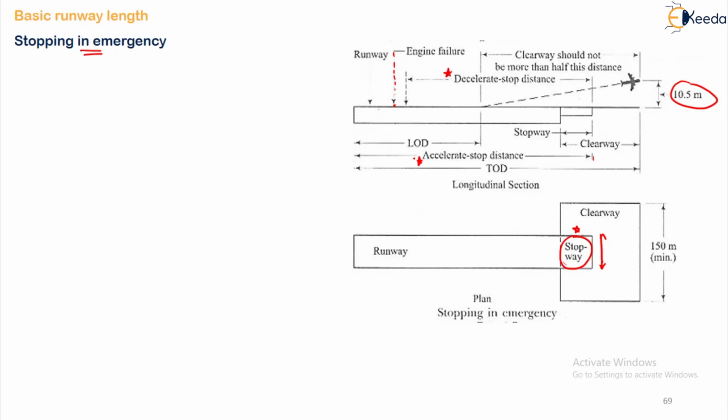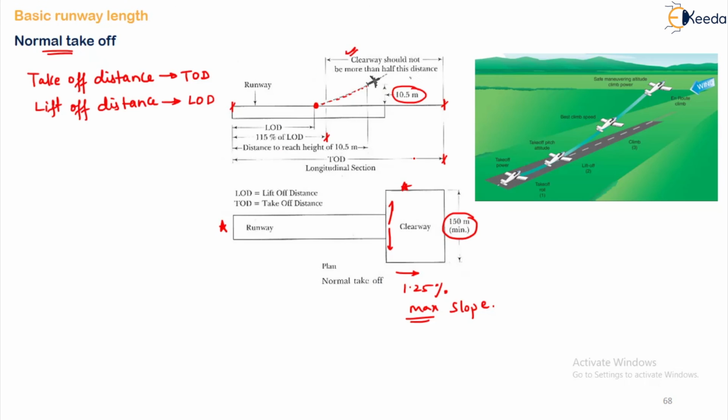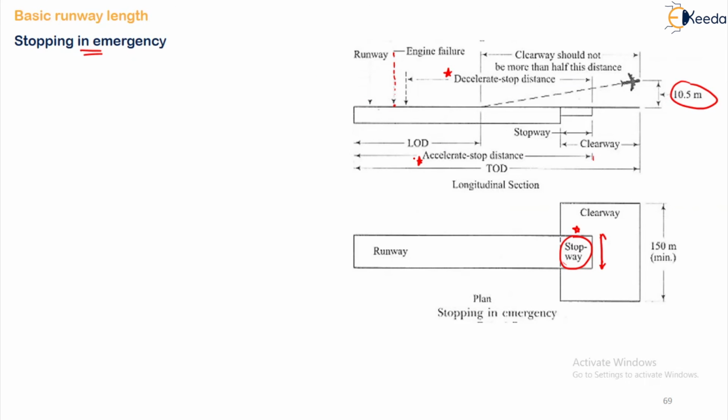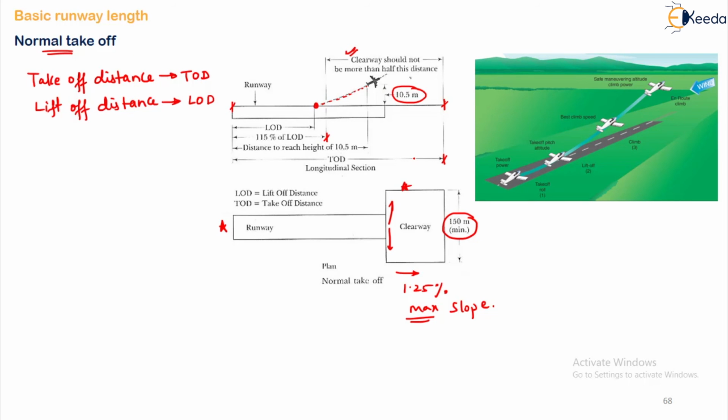All the above three that we have considered, normal landing, normal takeoff and stopping in emergency, should be considered for jet engine aircraft. For piston engine aircraft, only the first and the third can be considered. We will not need the second one, that is your normal takeoff, if you're going for a piston engine.